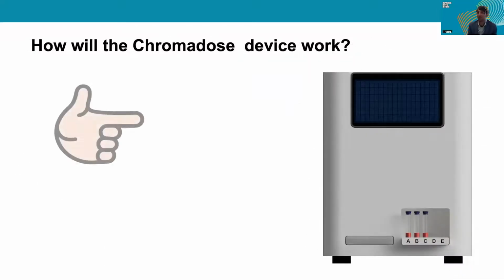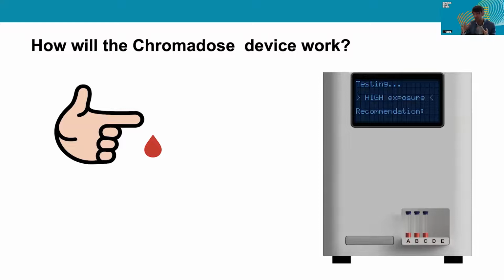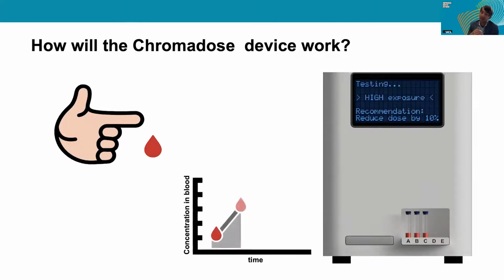So how would this Chromadose device work? Well, basically, all the principles would need to be housed in this box. And then the nurse would take a drop of blood and feed this into the device. The device does all the processing based on the principles as shown before, and then gives a very clear recommendation. So in this case, we would need to reduce the dose by 10%, for example. And we would do this over time so that doctors get a continuous response and potentially are able to fully understand the physical response of this patient.